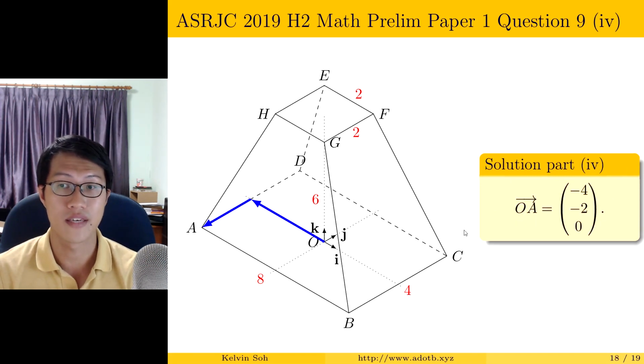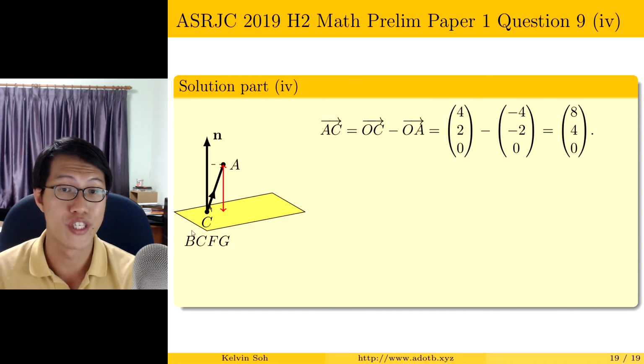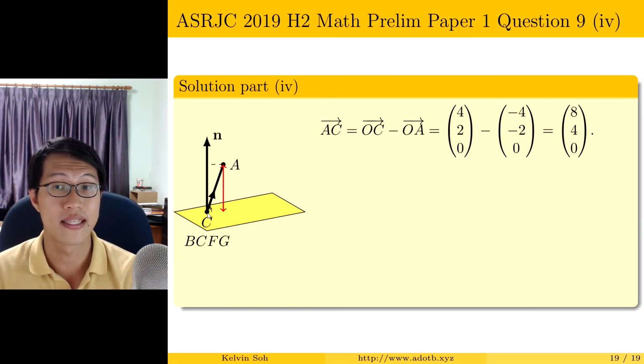So OA is given by negative 4 units backwards in the I direction and negative 2 units backwards in the J direction. So this is OA. And we'll redraw a picture. We don't need to look at this slanted plane this way. We can draw a new picture where we visualize BCFG as a horizontal plane below. This can be done by tilting our head, for example. So we have a point A that we draw above the plane. So the question asks for the shortest distance from A to the plane, which is this distance in red shown over here. So let's find the vector AC.